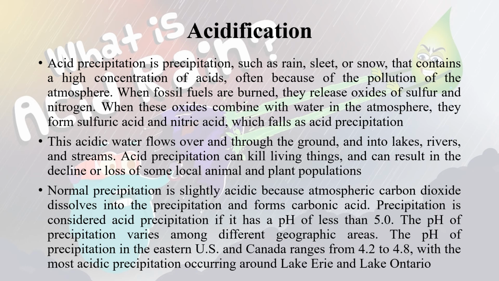Normal precipitation is slightly acidic because atmospheric carbon dioxide dissolves into precipitation and forms carbonic acid. Precipitation is considered acid precipitation if it has a pH of less than 5.0. The pH of precipitation varies among different geographic areas. The pH of precipitation in the eastern US and Canada ranges from 4.2 to 4.8, with most acidic precipitation occurring around Lake Erie or Lake Ontario.